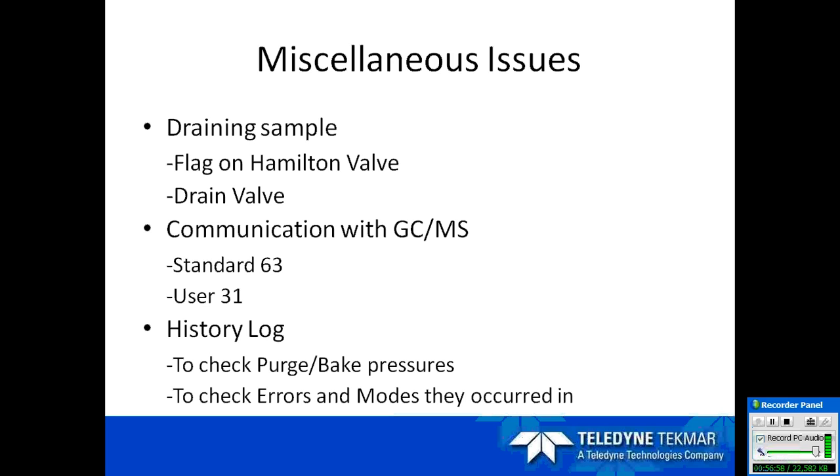As Tammy hit earlier, the history log will allow you to check your purge and bake pressures. So say if at sample 16 all of a sudden you have no recovery, you can go and check your purge pressure. Did you get purged? Did your system bake out? Or what errors happened, if an error did happen, and what mode it happened in. So this is one efficient way to help you troubleshoot your problem, in the history log also.